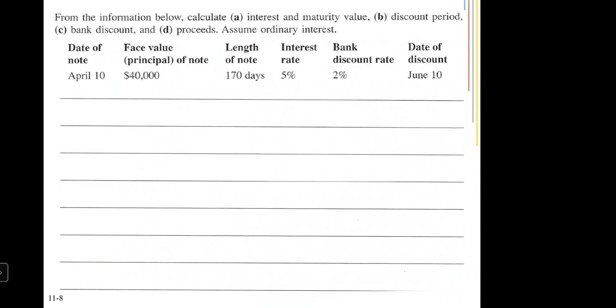Now, they took it to the bank on June 10th, and the bank is going to charge 2% for holding the note for them, or cashing in on the note, okay? And that 2% will be based on how long the bank is going to be keeping the note until it matures. So step one is to find out the maturity value. So we have to find out how much interest is due on that note after 170 days. Sorry, $40,000 is the face value. So how we're going to work out the maturity value.